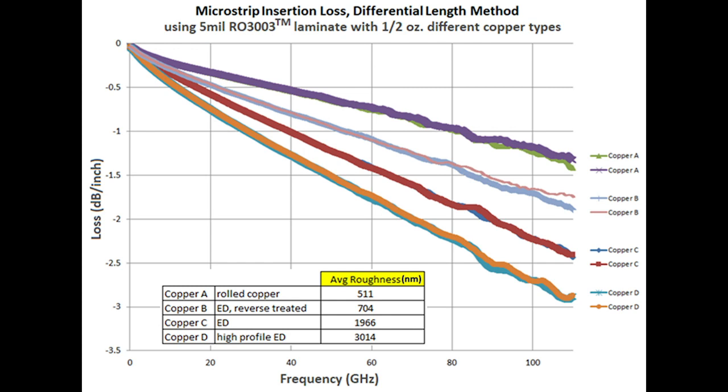And we have four different copper types, and in the table of information here, you can see the roughness that was measured on each one of them. And you can also see that the trend of insertion loss corresponds very well to the trend of the copper surface roughness. Again, the surface roughness we're talking about is at the substrate copper interfaces, and these are microstrip circuits.